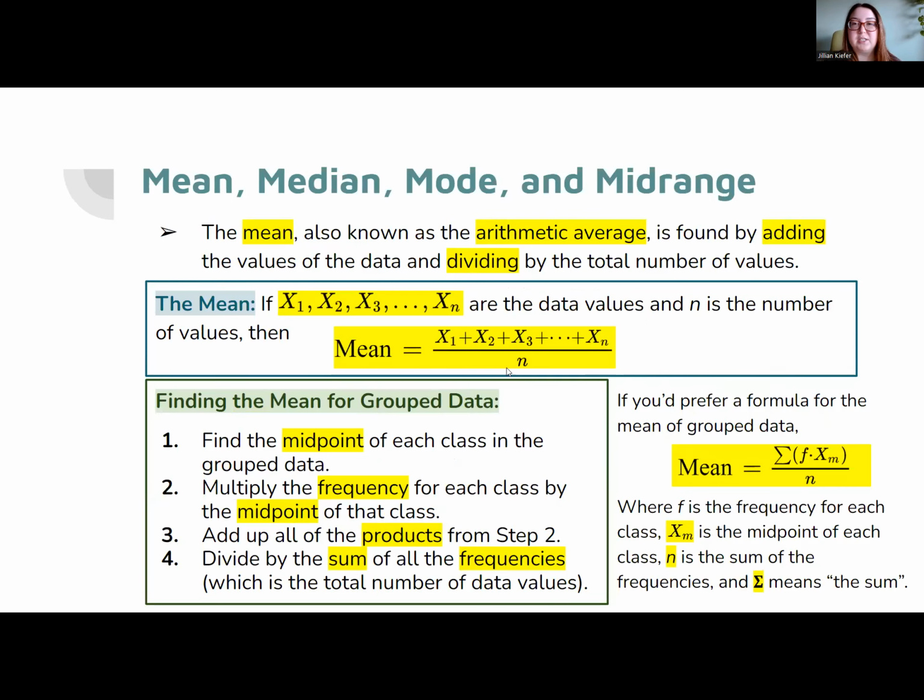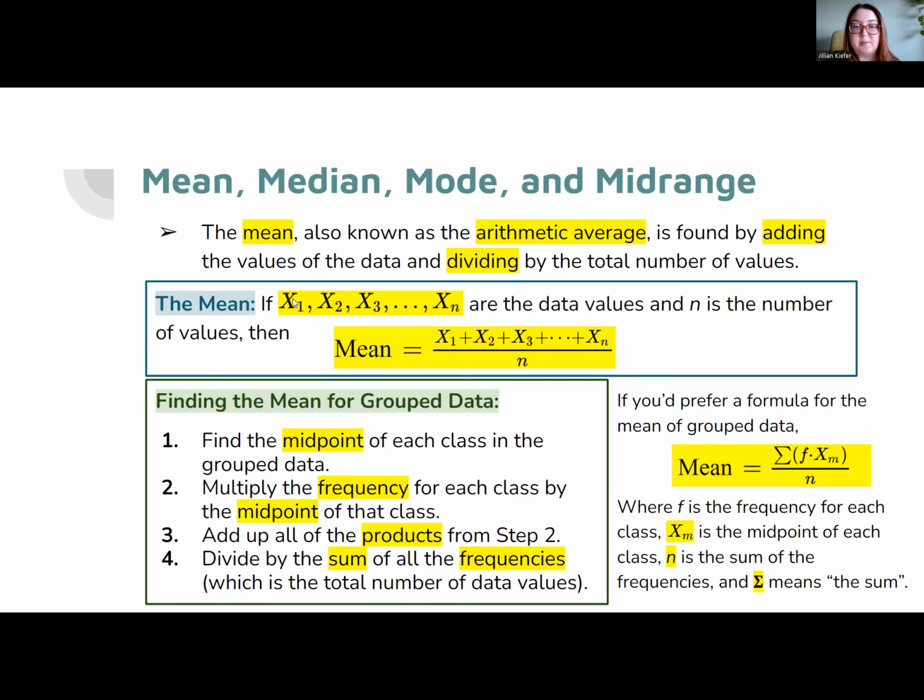So measures of average that we have commonly probably heard of are the mean, median, mode, and mid-range. The mean, also known as the arithmetic average, is found by adding the values of the data and dividing by the total number of values. So for the mean, we add up all of our numbers and then divide by the number of numbers. So we have the mean here.